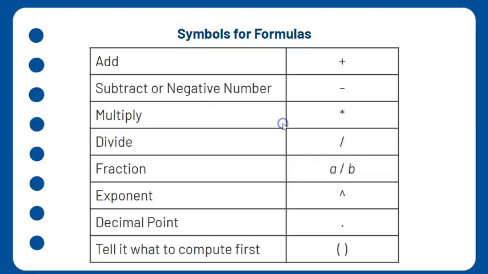There are specific symbols used to tell a spreadsheet program what math calculations to do. Here you can see these symbols. Here is the symbol to add, subtract or indicate negative numbers, multiply, divide, write fractions, indicate exponents, indicate decimal points, and clarify what operations to compute first.